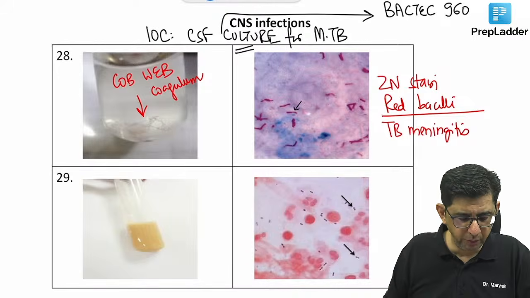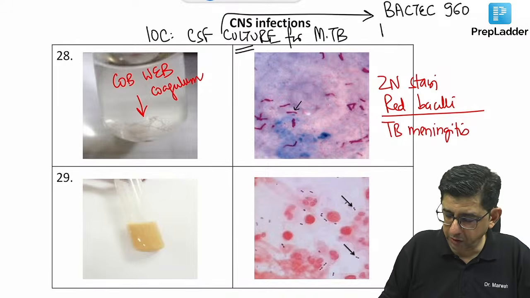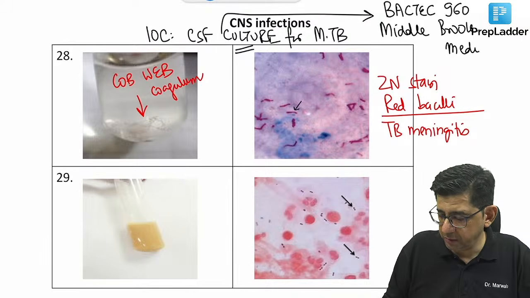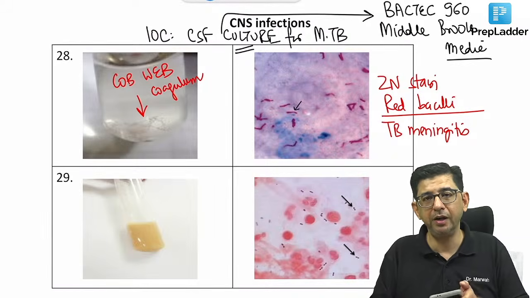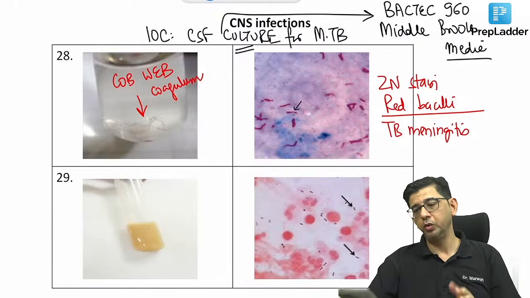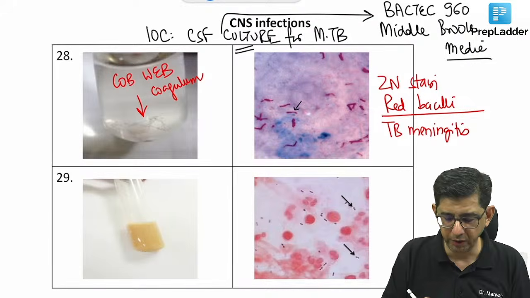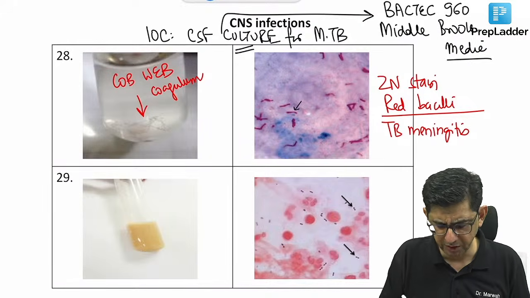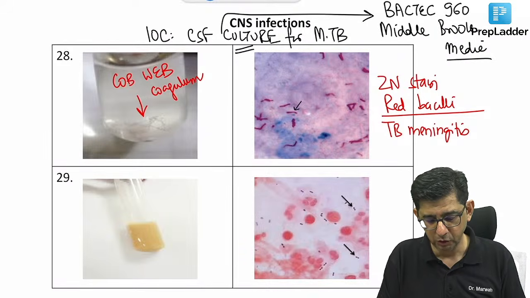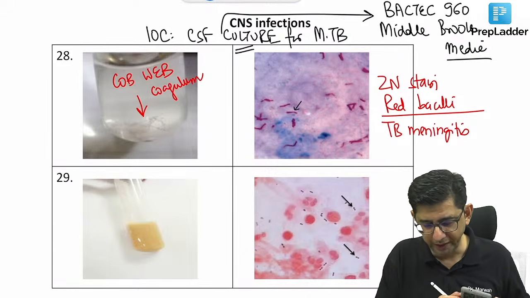Yes. So the liquid media that we'll be using in this case would be called Middlebrook media. Exactly. Very good. This would not be LJ media, because LJ media is a solid media, and it will take weeks altogether to turn positive. So what we need to do in this case is use a liquid media like Middlebrook, which has a turnaround time of about 48 hours with the Bactec 960 system. So we are sorted for the 28th one.